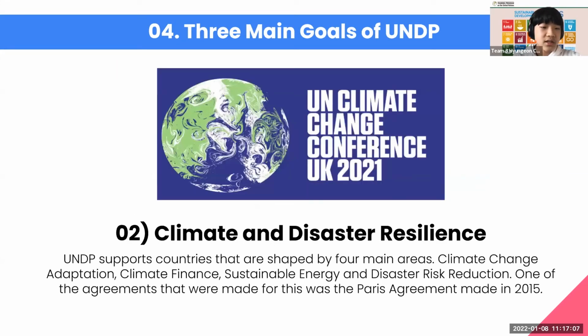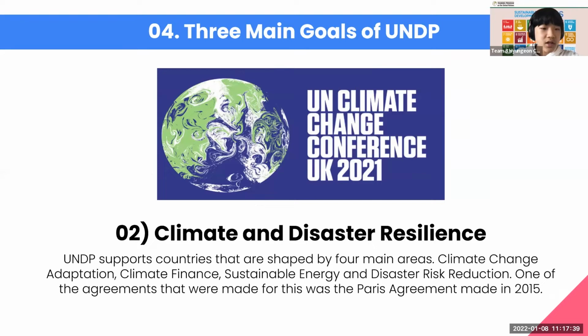For climate and disaster resilience, the UNDP tries to solve the issue by supporting countries in four main areas: climate change adaptation, climate change finance, sustainable energy and disaster risk reduction. One of the agreements that were made for this was the Paris Agreement made in 2015. Its goal is to limit the climate change to less than 1.5 Celsius.